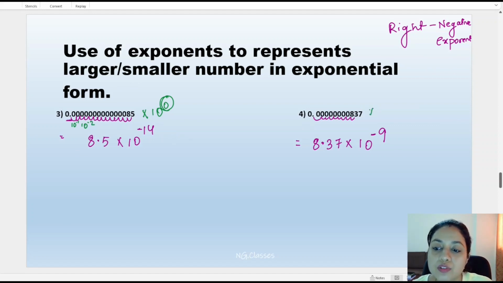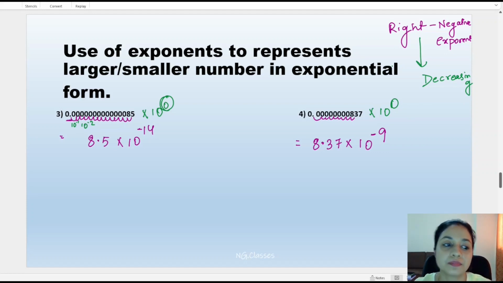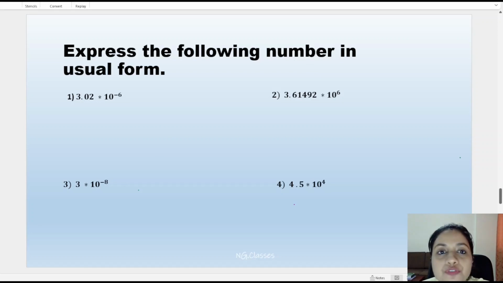Here also we can assume we are having 10 to the power 0 beside the given question, and when the decimal is moving towards the right direction, the power is decreasing. So we can also write that right direction represents the power is decreasing, and left direction represents the power is increasing. All right.